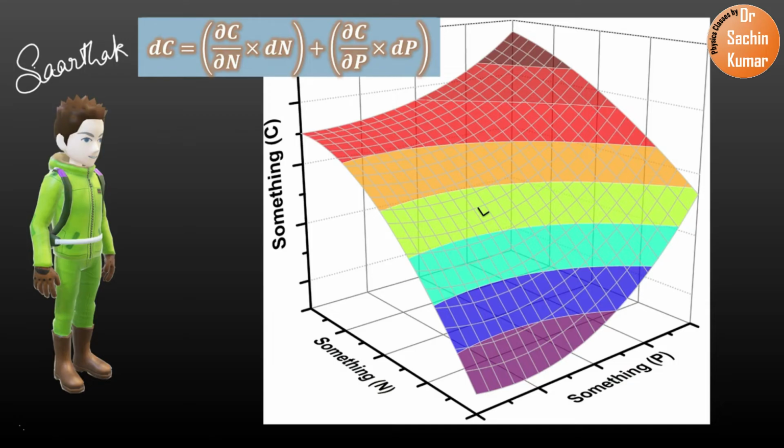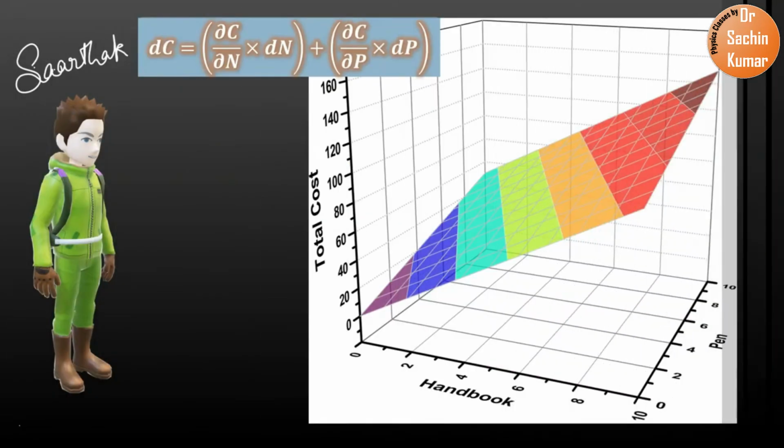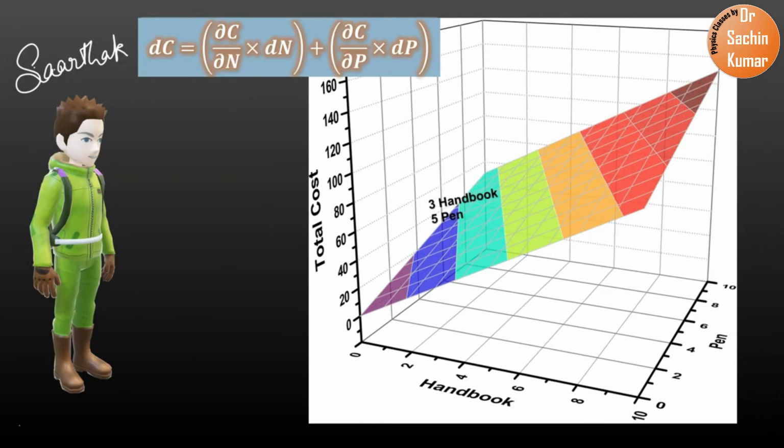Let us understand it further. The formulation we have chosen is only for the small change. What does this mean by change? Overall we are at this point of 3 notebooks and 5 pens, and from 3 notebooks we reach 5 notebooks and 5 pens, and after that we change the number of pens and reach from 5 notebooks and 5 pens to 5 notebooks and 7 pens.